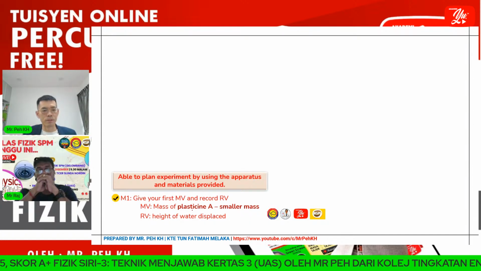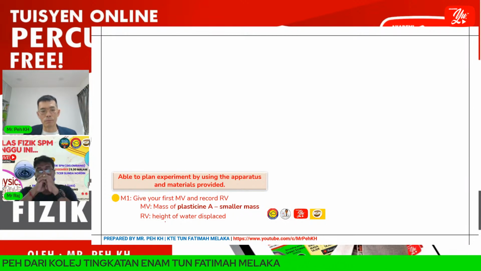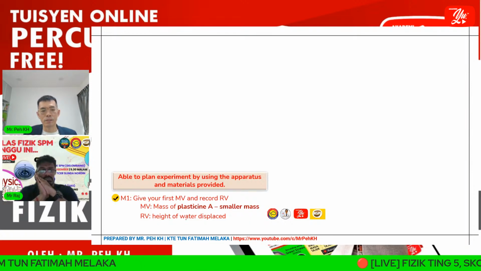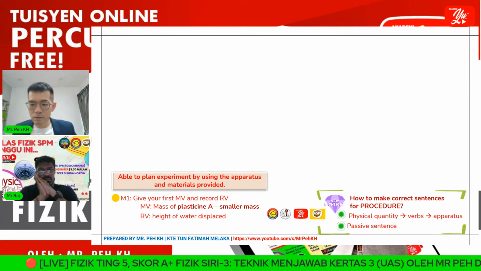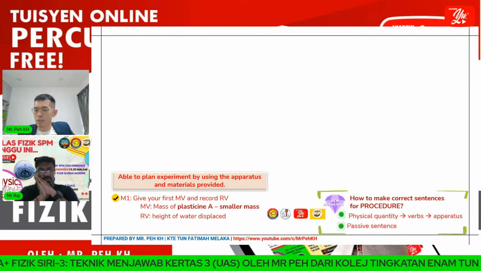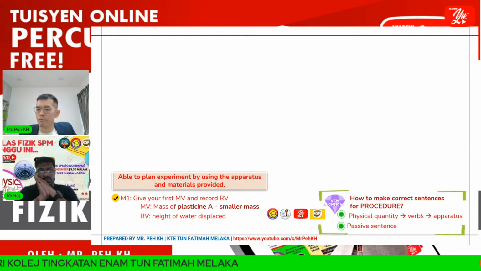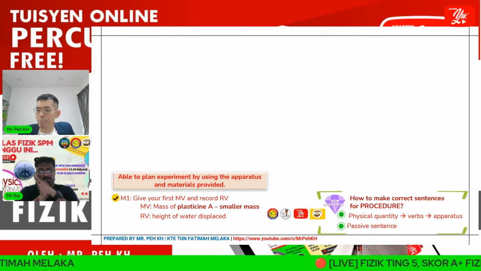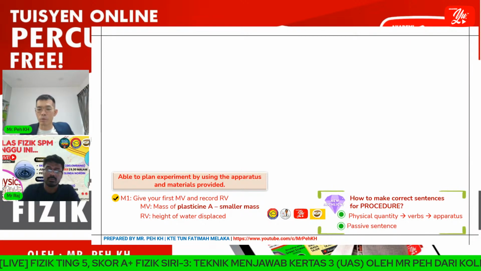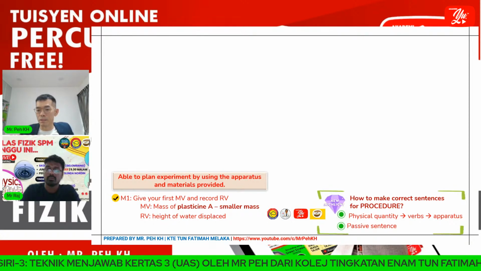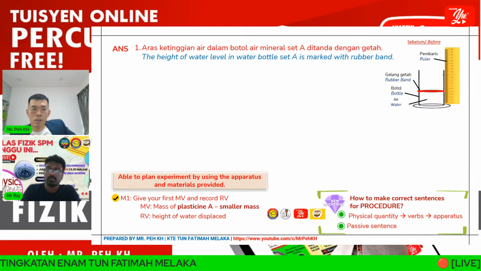So here, the first mark will be given for your first MV and RV. You need to state plasticine A, put or immerse it into the water so that you can measure the height of water displaced. This will be the first mark. If you write the sentence for the procedure, you have to follow the rule here. It must start with the physical quantity, for example volume. Then: volume of water is measured, the verb is measured, then by the ruler in this experiment. This is the way you write. Students like to ask whether the sentence has to be passive or active. Actually you need to write in passive sentences. However, until now, active sentences from students are also accepted.